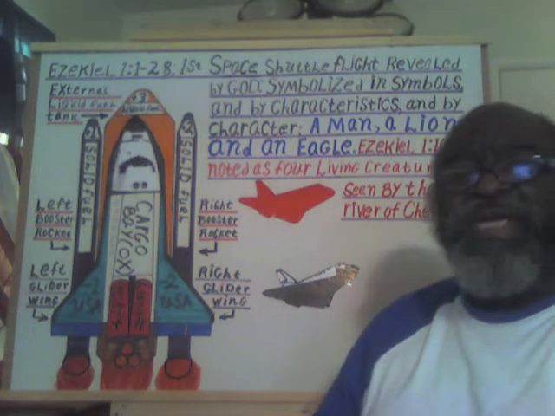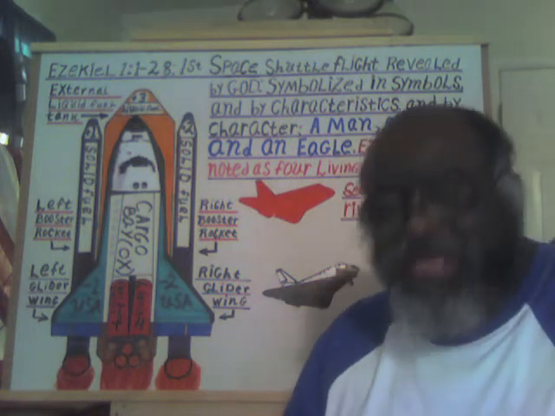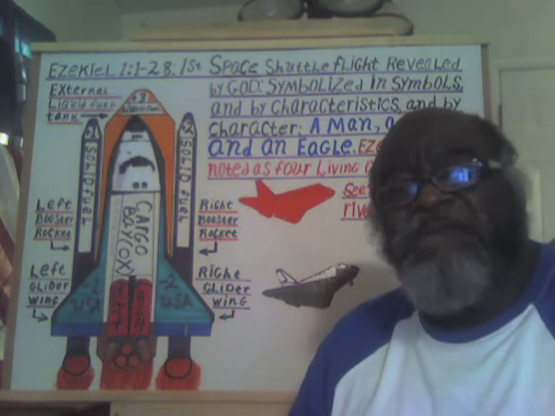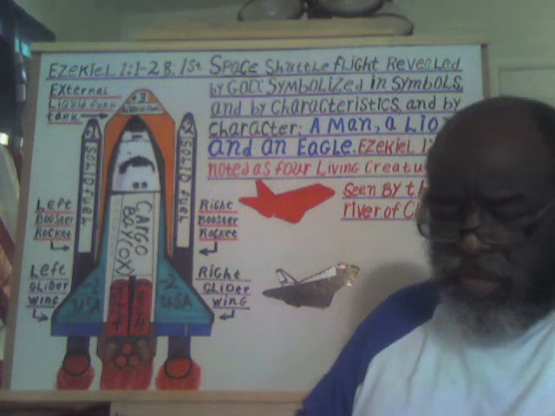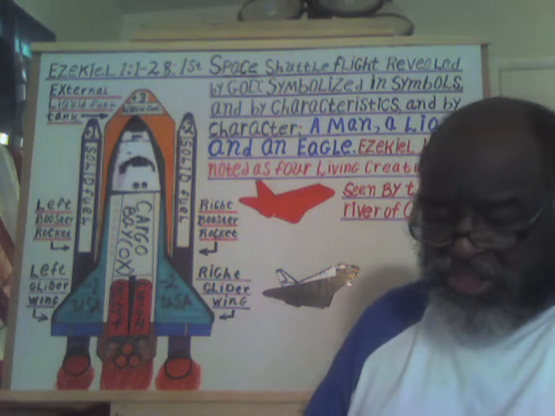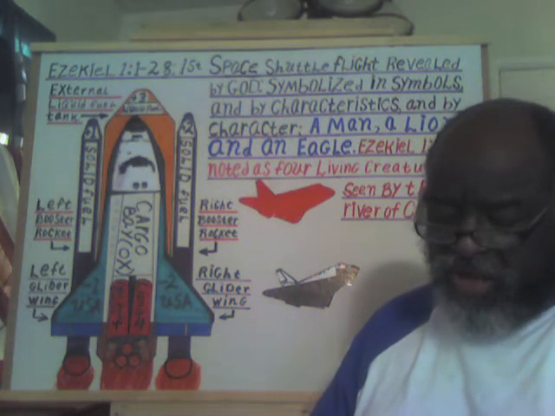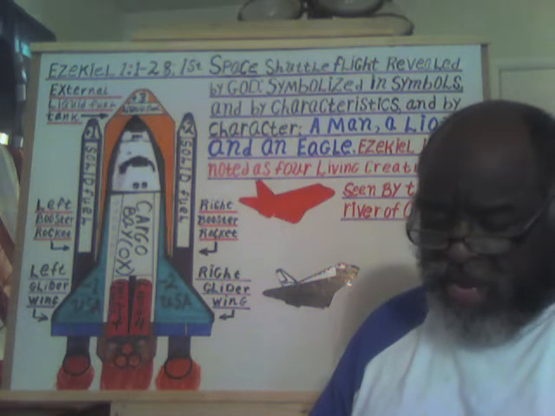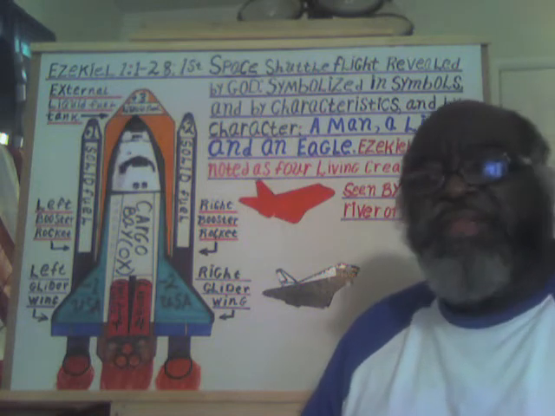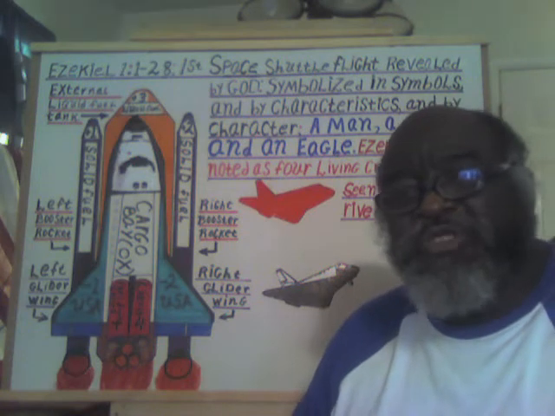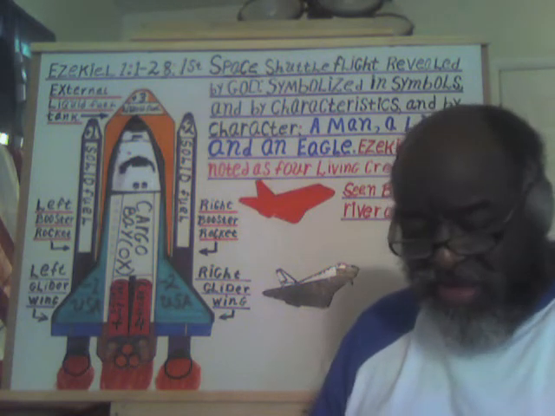Okay, he's giving you the characteristics of what this vehicle was used for and who was on board this vehicle. The four main components. In verse 10, as for the likeness of their faces, the four had the face of a man, meaning the man who was a pilot was the first one to take flight in this.